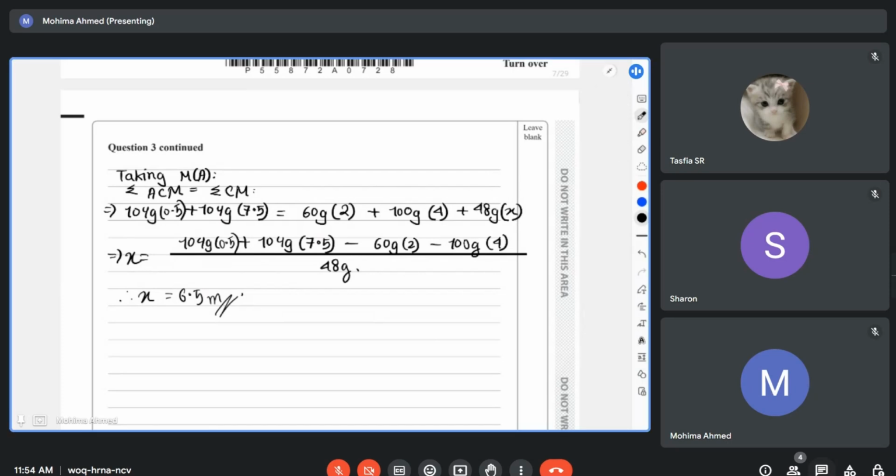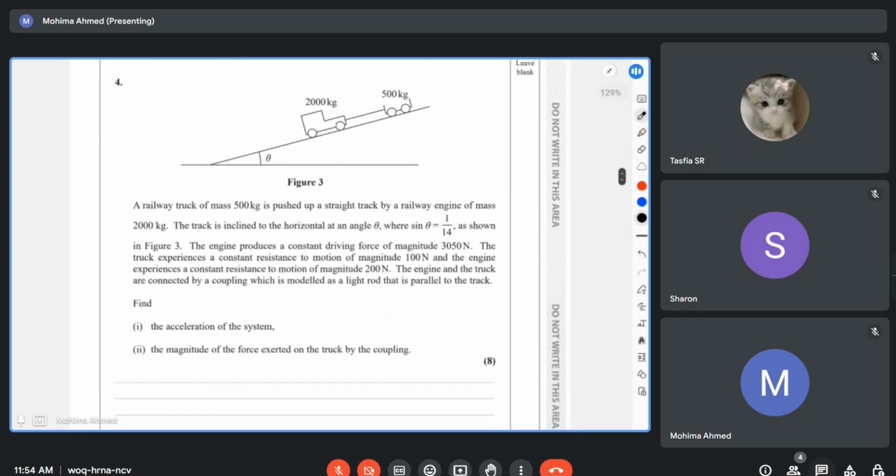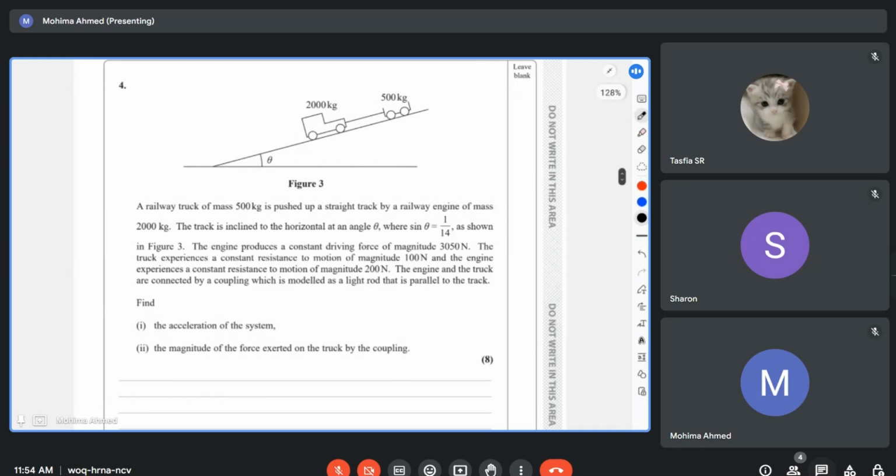Then yes, I can only solve till question 3 today. We can actually not move to question 4. But okay, let's see what question 4 was. Yeah, question 4 is again another part with connected particles.